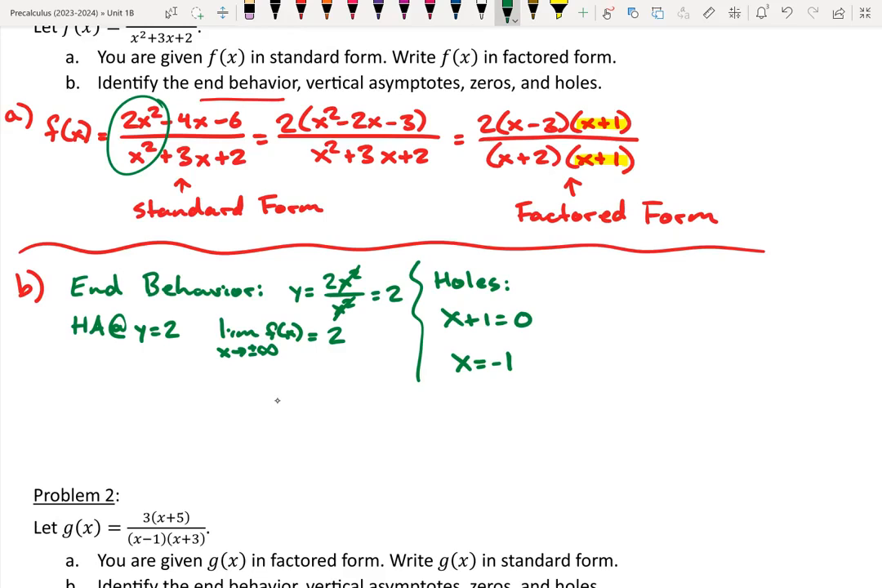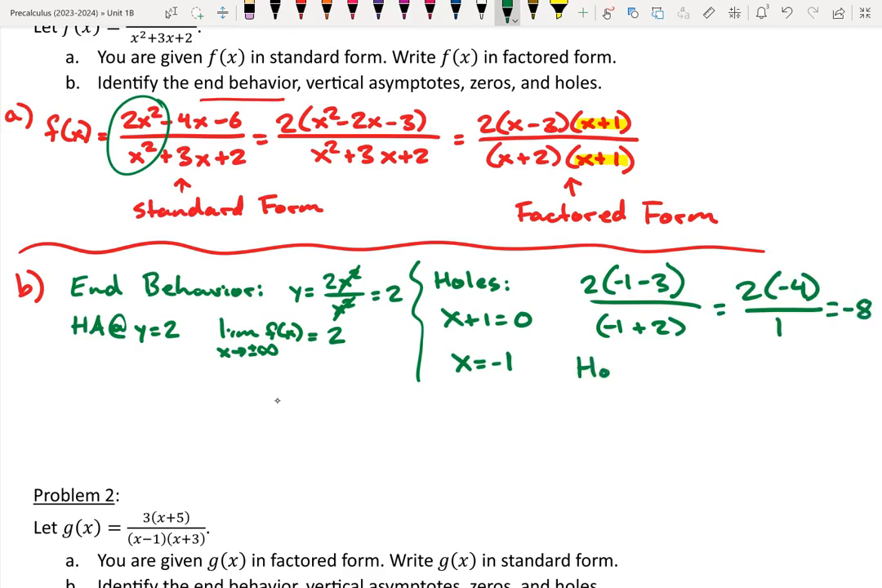We can plug that back into what's remaining to find the actual point. So that would be 2 times negative 1 minus 3, negative 1 minus 3 over negative 1 plus 2. That should give us 2 times negative 4 over positive 1, so negative 8. So we have a hole at negative 1 comma negative 8.